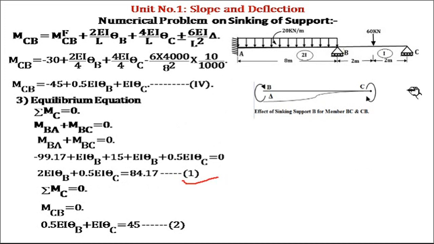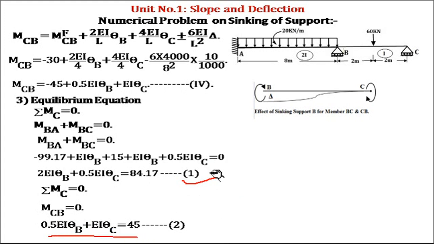Now next step, that is summation of moment at C equal to 0. So MCB equal to 0. Here, as at joint C there is a roller support, the moment at C will be equal to 0. So MCB equal to 0. So here MCB is minus 45 plus 0.5 EI theta B plus EI theta C. It should be equal to 0. Okay, this is the second equilibrium equation.